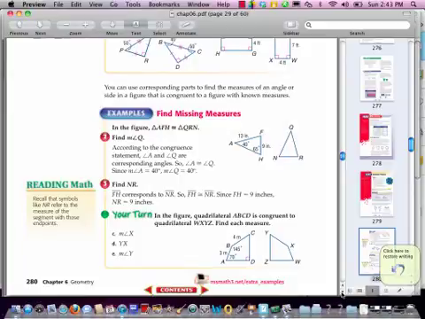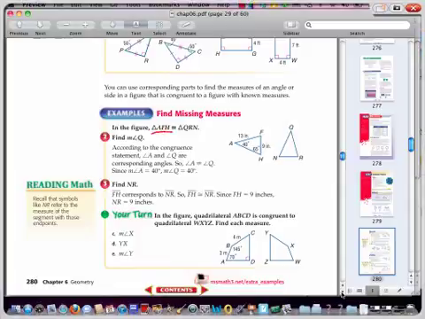All right, let's take a look at this example. We're going to find the missing measures here. We know certain things about these congruent triangles, and so from that, we can now figure out what's missing. So let's take a look. We know that triangle AFH is congruent with triangle QRN, and we want to find the measure of angle Q.